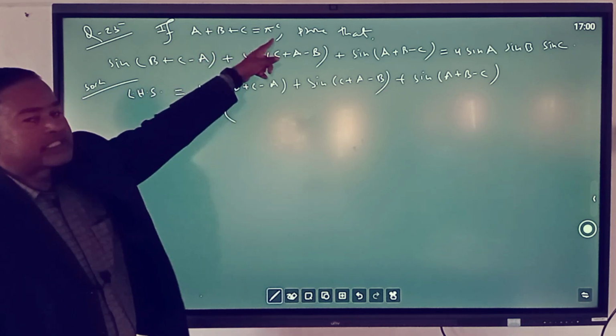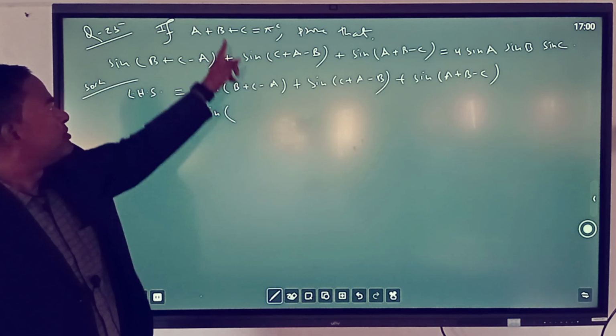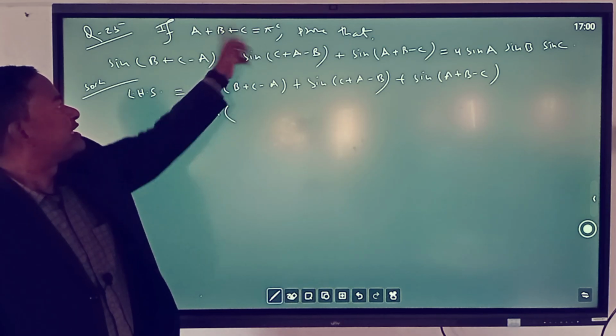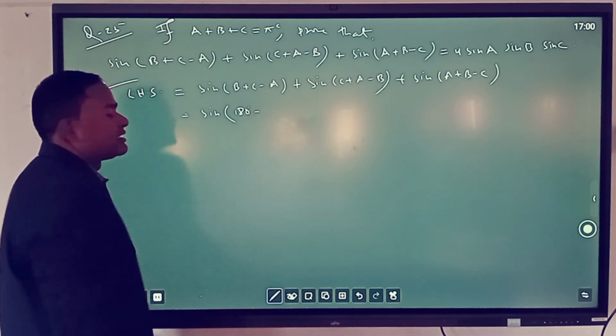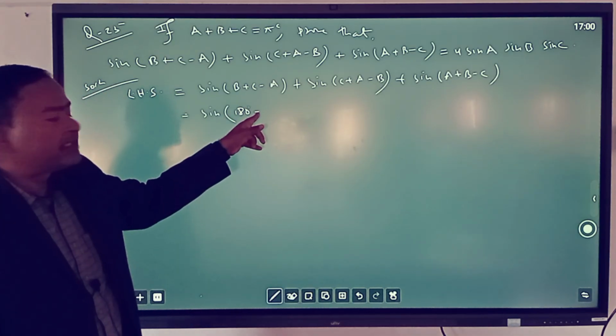a plus b plus c is equal to pi radian. So the value of b plus c will be pi radian minus a. That means 180 degree minus a. And minus a will be minus 2a.